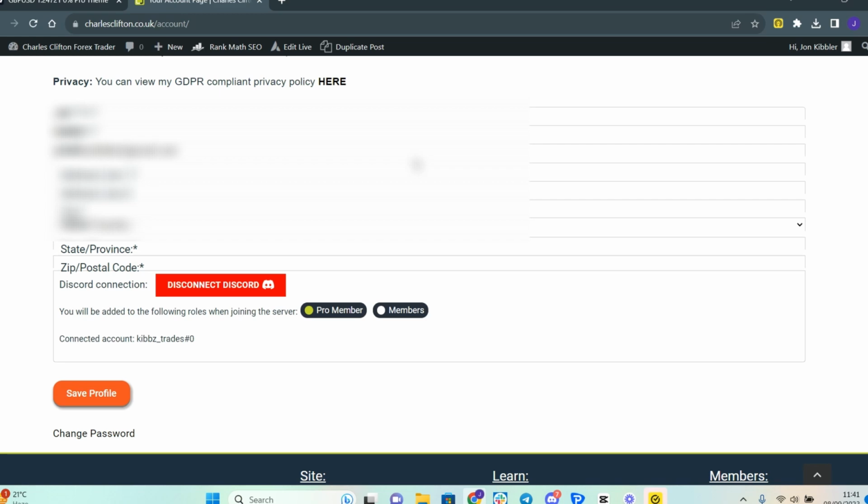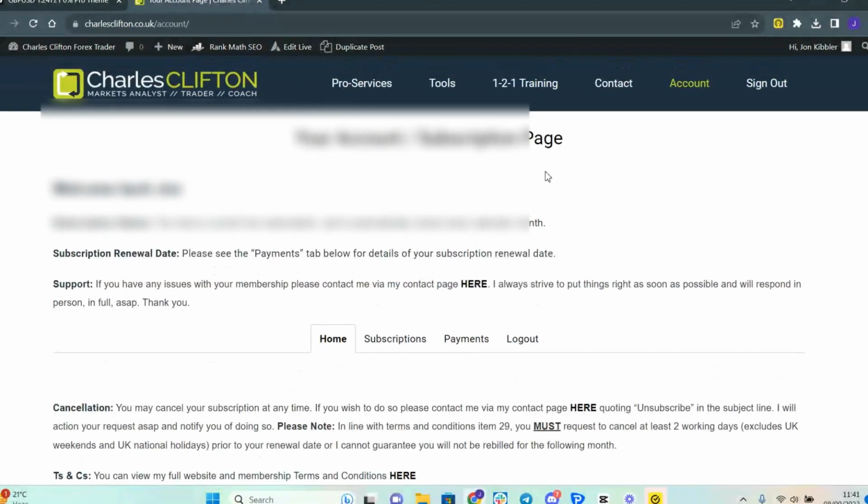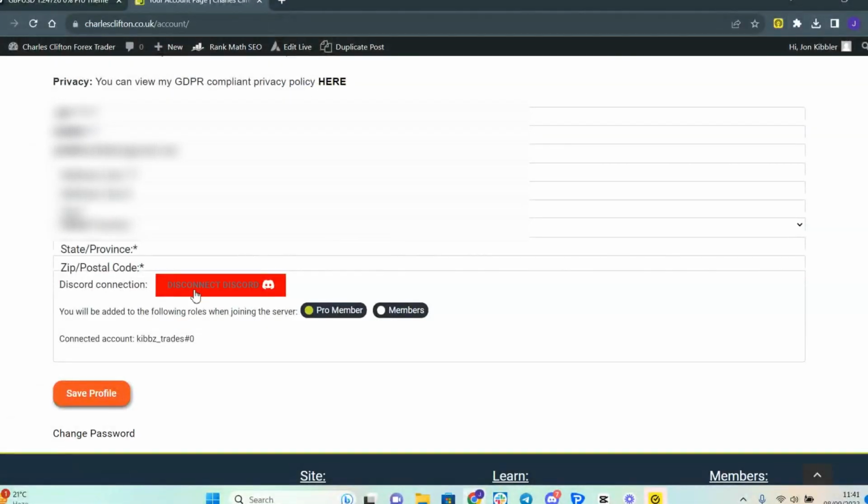At any time you want to leave the Discord channel, all you have to do is come back to your account page, scroll down, click disconnect Discord, and you will be removed. Hopefully that all makes sense. If you need any help, please let us know.